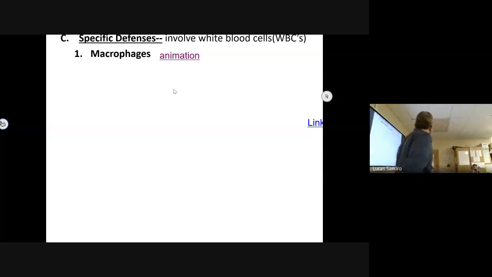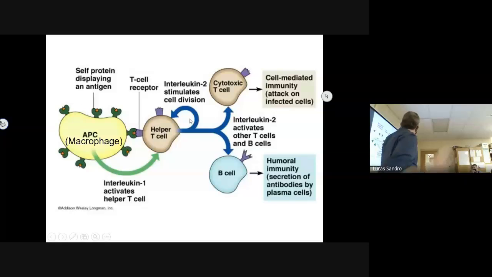Okay, so that's what's going on here. The macrophage is basically presenting the antigen to the helper T cell. Okay, and it got that antigen by swallowing up bad guys and chopping them up. Got it?